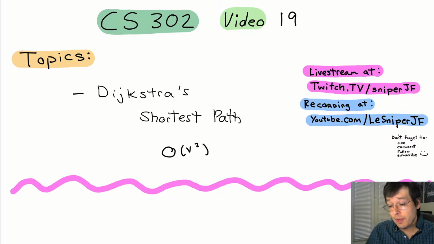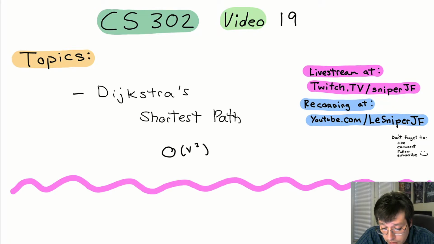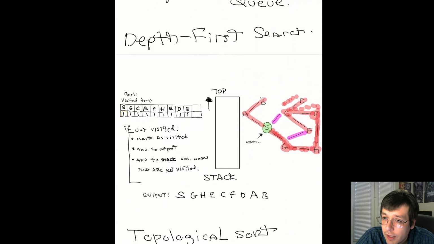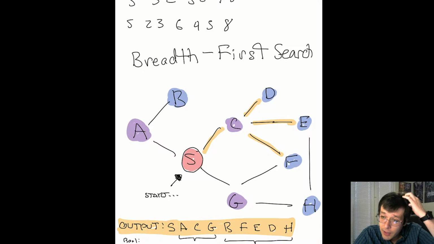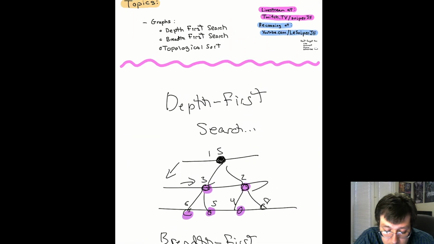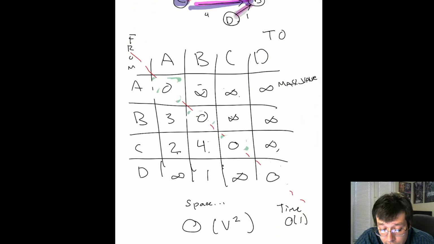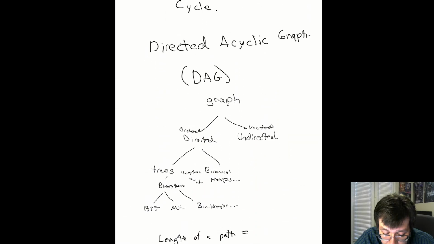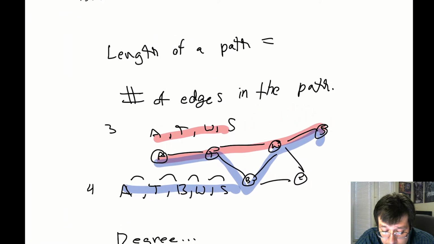So, Dijkstra's shortest path. So far, we've been talking about graphs, and we're still going to keep talking about graphs. Last time we looked at depth first search and breadth first search, and the concept of traversing a graph. Before that, we talked about adjacency matrices and adjacency lists, and then the terminology of the graph, and particularly I mentioned the keyword path. I said the length of the path is the number of edges of the path.